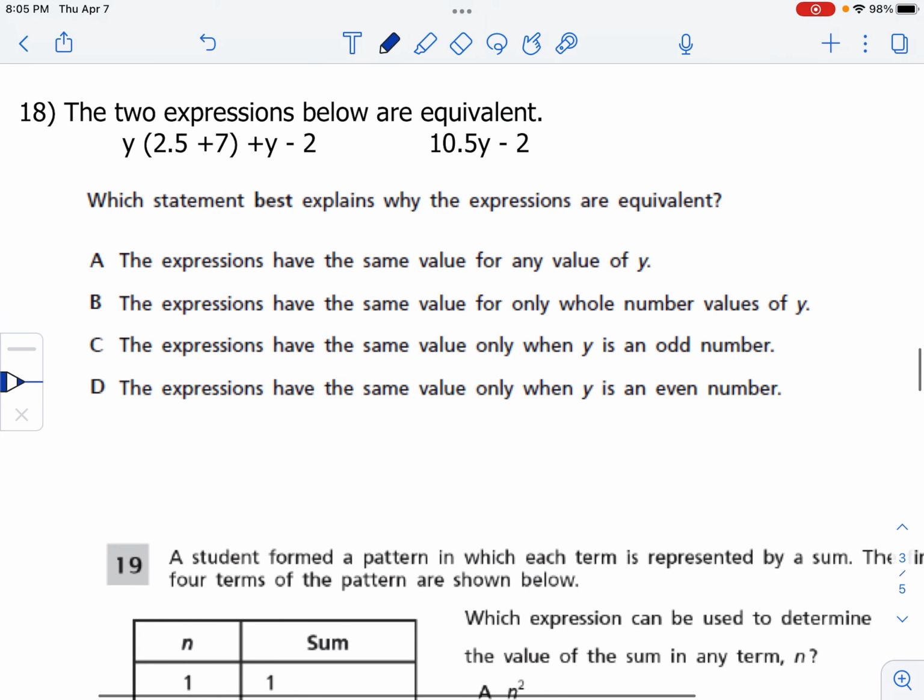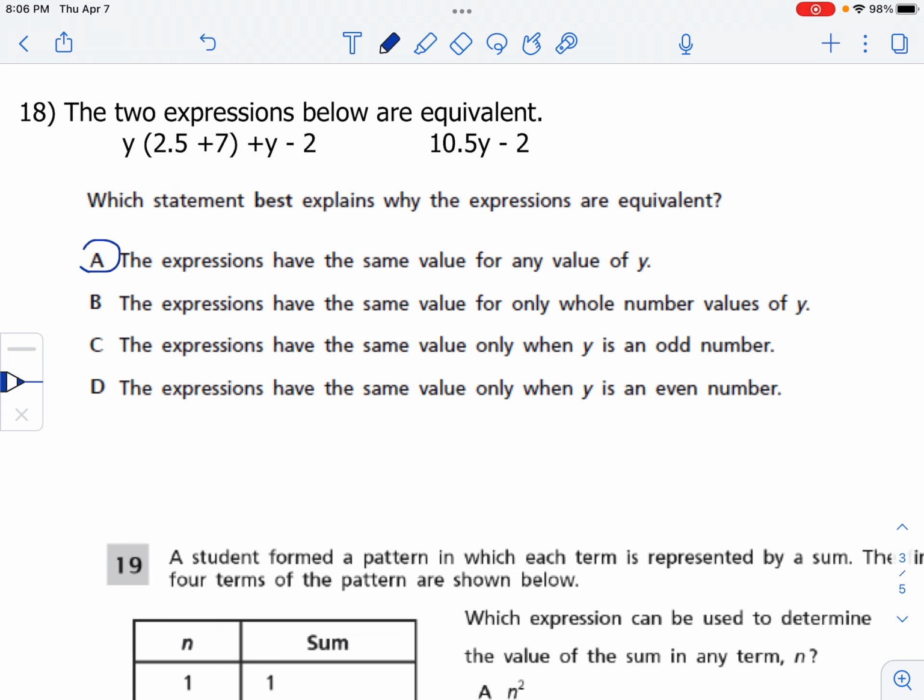All right, number 8. They're telling us the two expressions below are equivalent. What does that mean? That means for any value of y that we substitute in, our expressions will be equal. They will have the same value when we simplify it. We could put a negative number in, we could put 0 in, we could put any positive number in. When two expressions are equivalent, it doesn't matter what value you put in for y. As long as it's the same in both expressions, they will simplify to the same value.